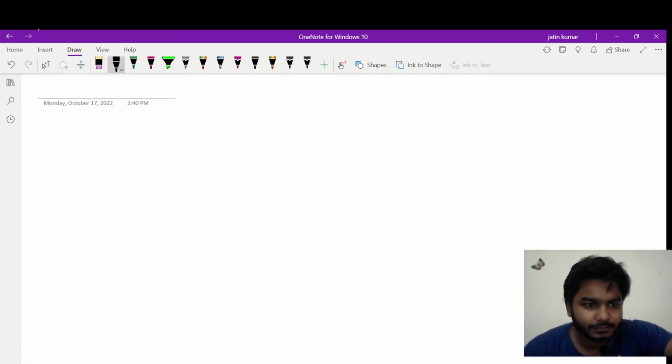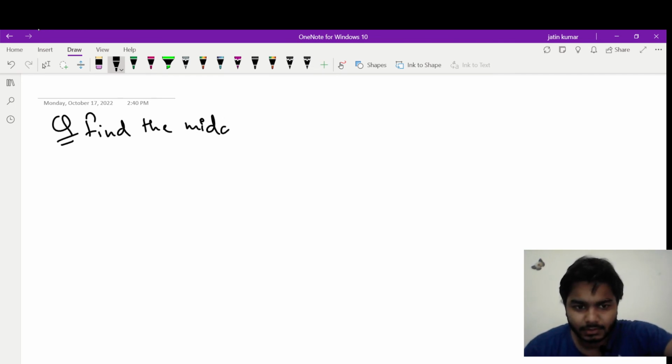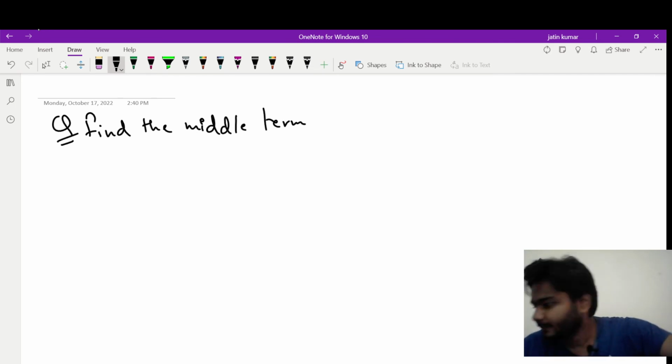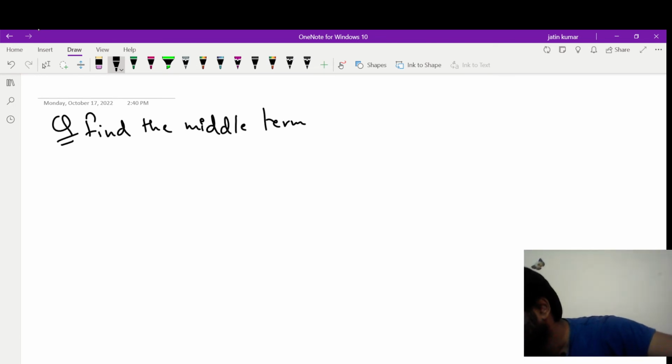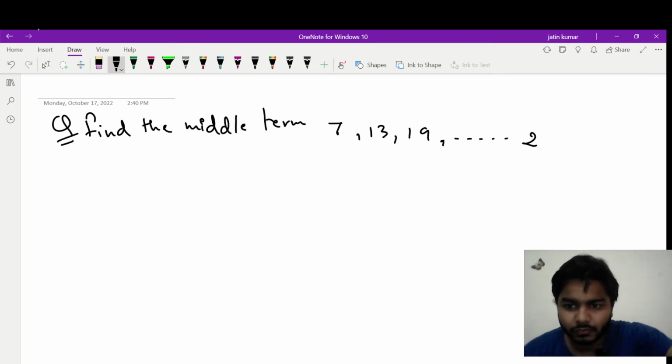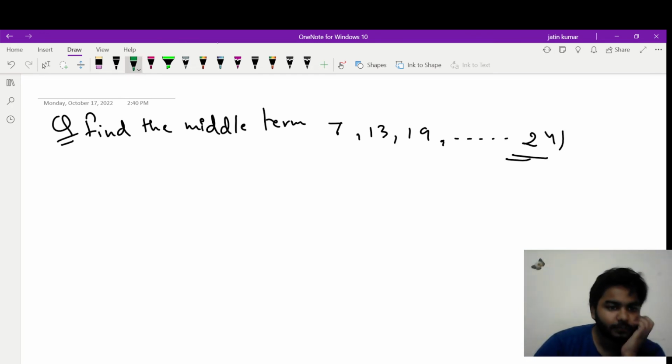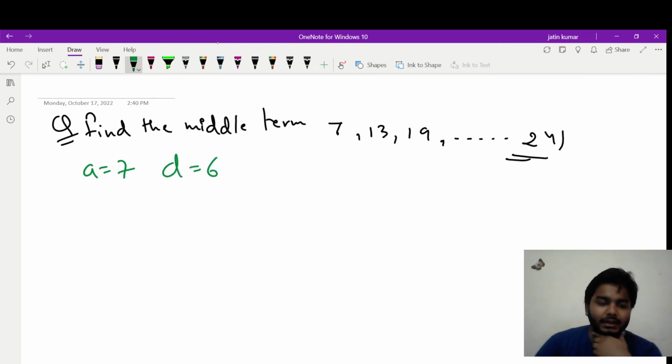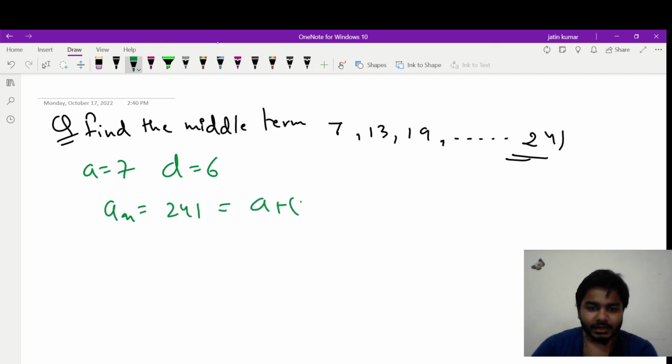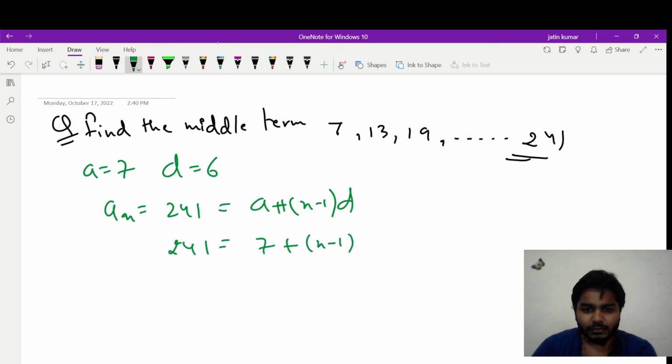So find the middle term. Find the middle term of this AP. AP is 7, 13, 19 dot dot dot till 241. Now what all values do you know? Here you know a is 7, d is 13 minus 7, that is 6, and an, the last term, you know 241. Put the formula of an, a plus n minus 1 into d. 241 is equal to 7 plus n minus 1 into 6.